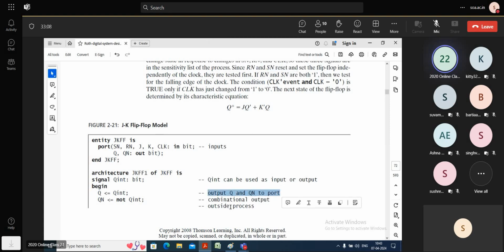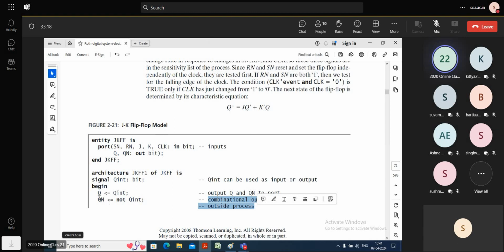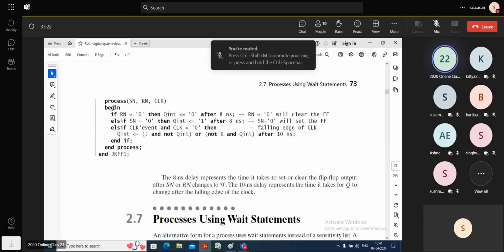So these are all concurrent statements, the combinational outputs. We have not defined the process yet. After that, we will define the process. These statements are outside the process. After that, we are defining the process.